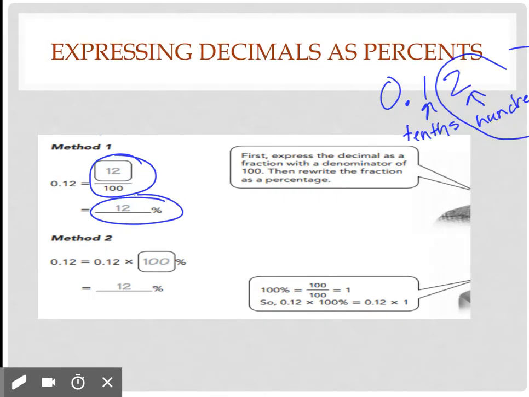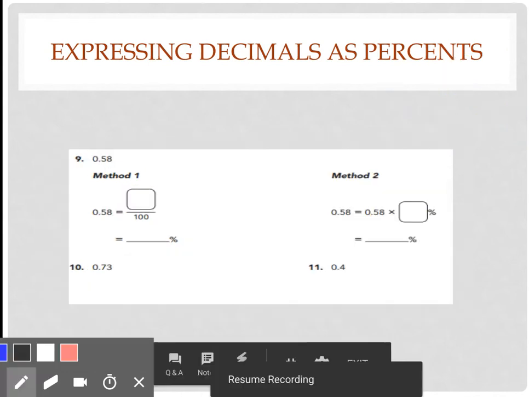The other way to do it is just to multiply. We can do 0.12 times 100%. And since I'm multiplying times 100, and there's 2 zeros, all I'm doing is moving my decimal place 2 spaces, which is how I get 12%. We're going to practice both ways next, but after you decide which one you like better, you can stick with that one. You're never going to be forced to pick one, choose the way you don't like.